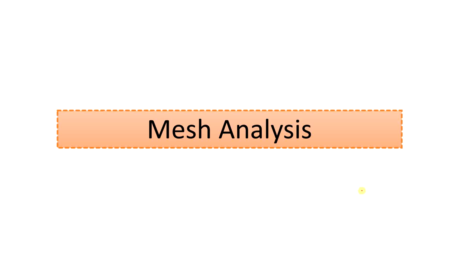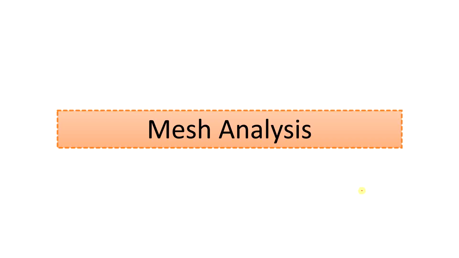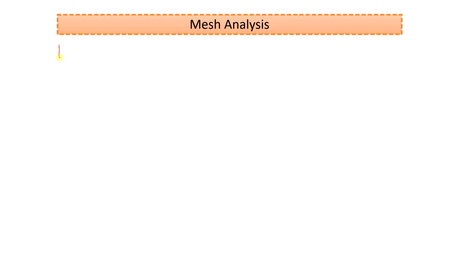Mesh analysis. Under this topic, we will see how we can simplify the circuit. Mesh analysis is used for circuit simplification, and you can determine the mesh currents. You can also determine the branch currents in the circuit.